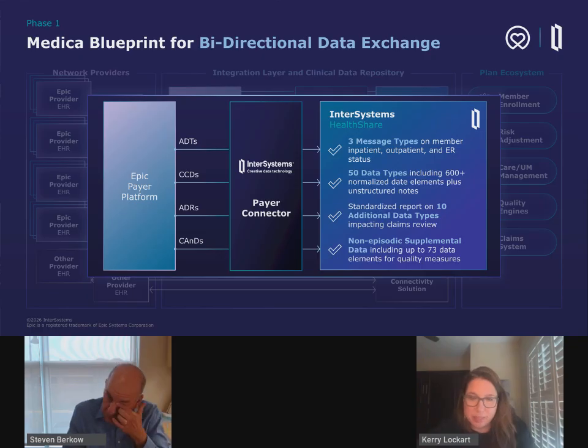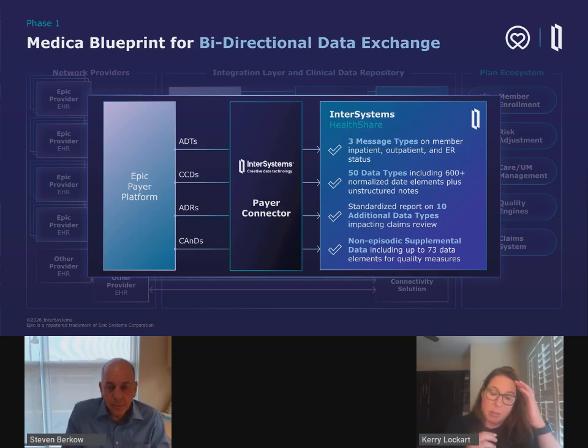First step, build out the data asset: ingest more data, normalize it, make it usable. What you see here is the payer connector enabling Medica to connect back to the Epic Payer Platform. There's a multitude of messages and documentation that they're getting and ingesting. But what's super powerful is that as they ingest it, normalize it, and transform it, if you put this list together, you end up with over 700 discrete data elements. So I think we all know how powerful that can be.